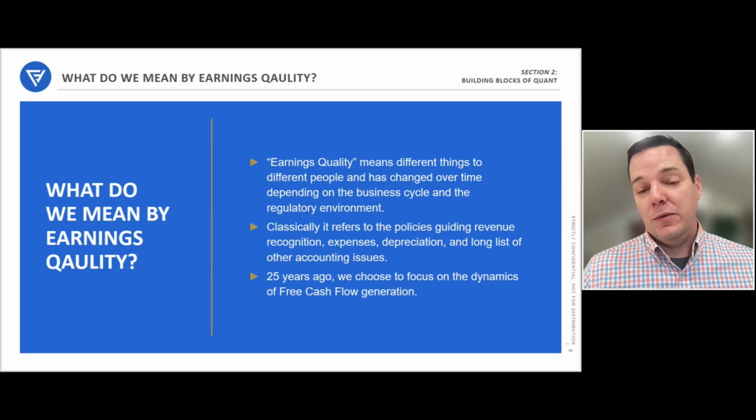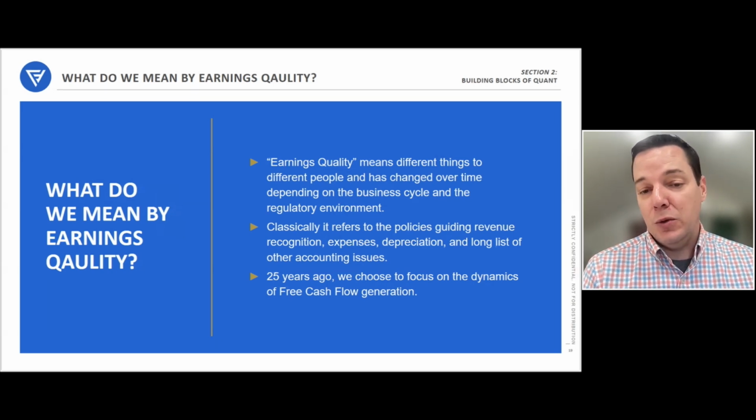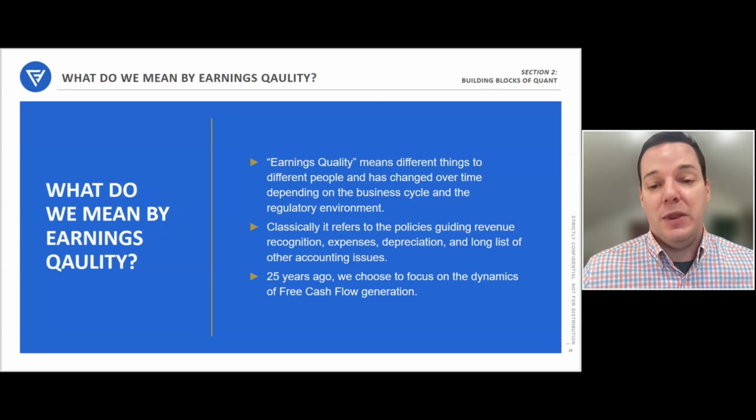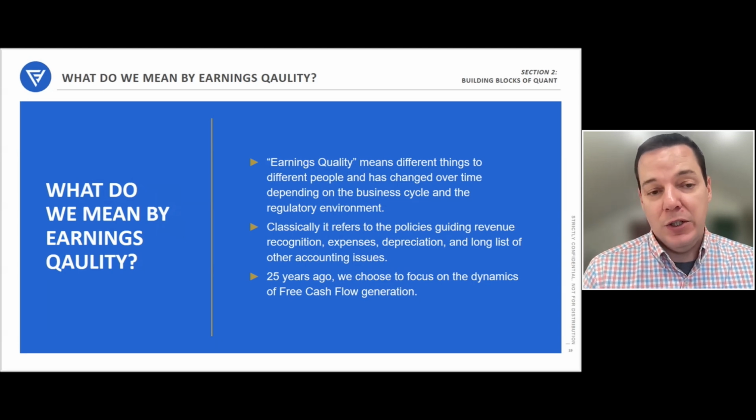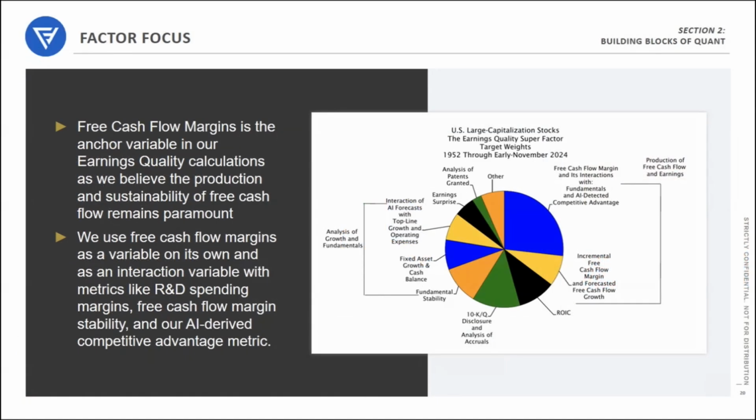So for us, it tends to define policies related to revenue recognition, expenses, looking at more accounting measures, but we've also migrated more towards focusing on free cash flow. And you'll see that as we look at the construct of our earnings quality super factors. On the right-hand side are the combinations that we use to judge a stock's quality. The big blue portion of the pie chart on the upper right-hand side is looking at free cash flow margin levels in some way, shape, or form.